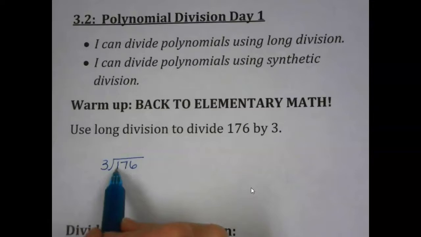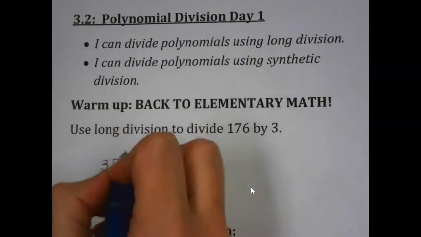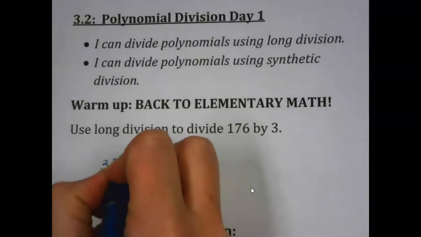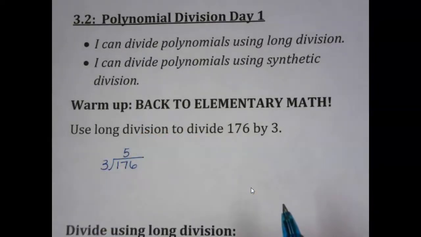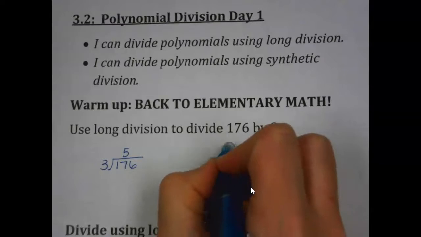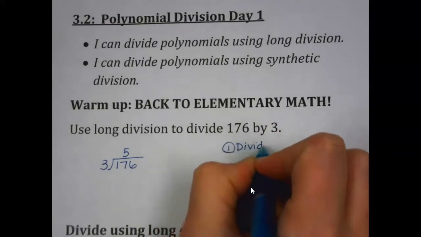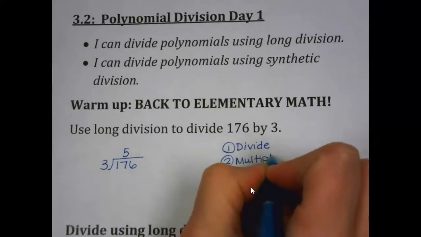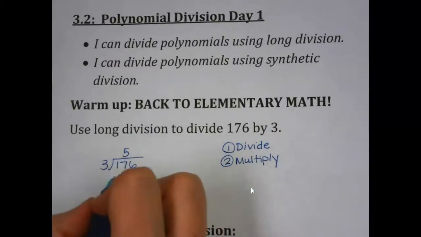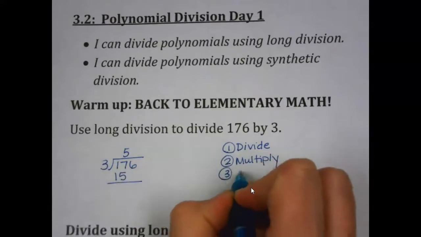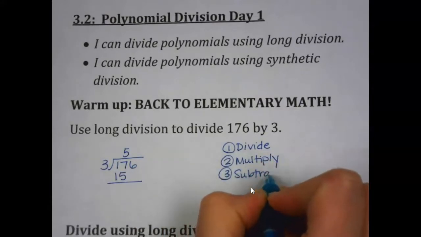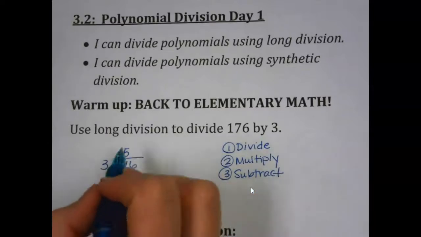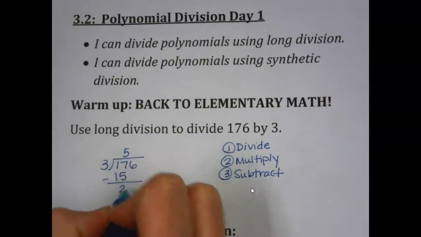We would first see if 3 goes into 1, which it doesn't, so then we'd say if 3 goes into 17, which it does. And it goes in there 5 times, which we put above the 7. So we divided, that's always that first step, divide. Then step number 2 is to multiply. So 5 times 3 is 15. Step number 3 is then to subtract. So 17 minus 15 is 2.